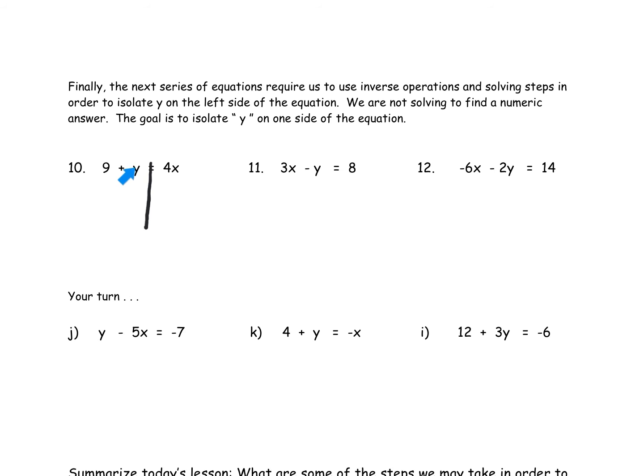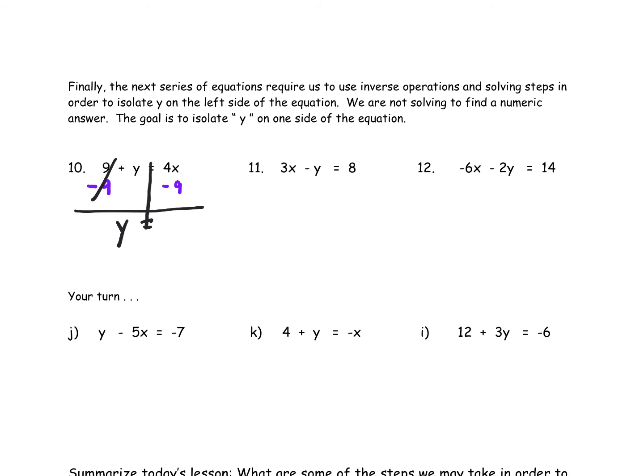In this first problem, we want y by itself, and this pesky 9 is in the way. So we can remove it by taking it away. And because there's a plus sign here, that's going to leave a positive y, or just y. So I'm going to take it away on this side, but I must always balance my equation and take it away on this side. So we've met our goal by eliminating it here, and I have plus y, or positive y, which I can drop down as just y.